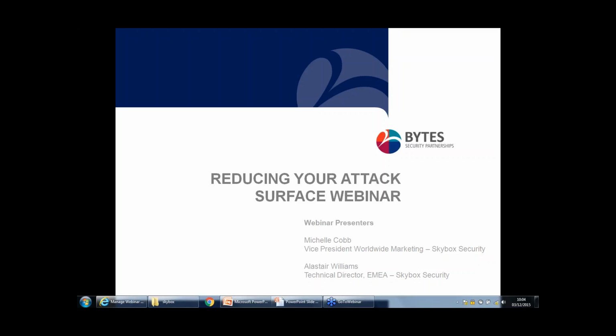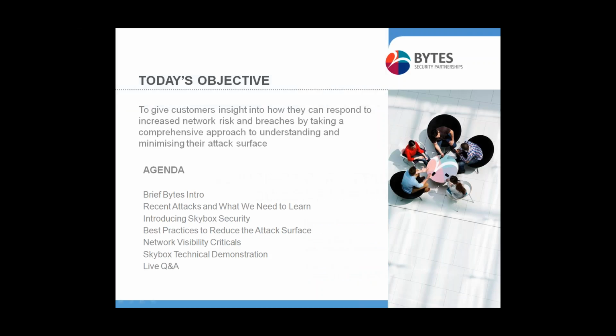So I will just very quickly run through what we're going to cover today and then hand over to these people who are able to take you through the webinar content. Just to give you a very brief objective and agenda for this morning's session. Today's been designed to give customers insight into how they can respond to increased network risks and increased volume of breaches, essentially by taking a comprehensive approach to understanding and then minimising their attack surface.